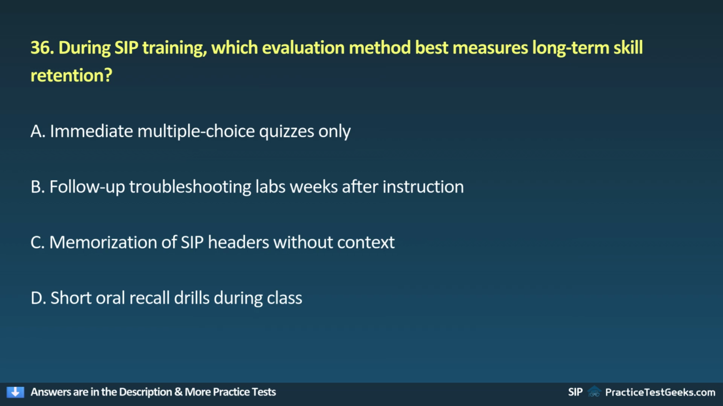36. During SIP training, which evaluation method best measures long-term skill retention? A. Immediate multiple-choice quizzes only. B. Follow-up troubleshooting labs weeks after instruction. C. Memorization of SIP headers without context. D. Short oral recall drills during class.